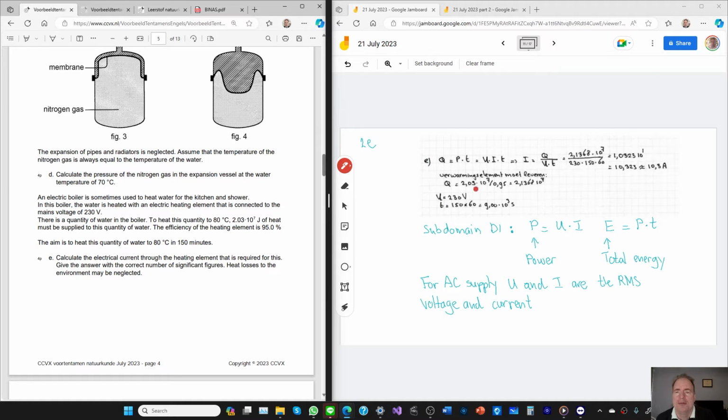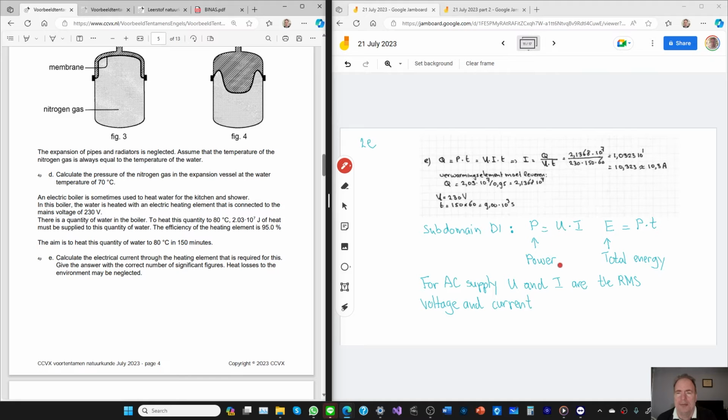Okay, then yeah, so you can directly use that the total heat energy is power times time, and power is U times I. And in this case, for AC voltage, this U and I are the RMS voltage and current. So it should also be assumed here that this 230 volt is the root mean square voltage, since anyway in AC the voltage is varying all the time by definition, and it actually only makes sense to talk about RMS voltage.